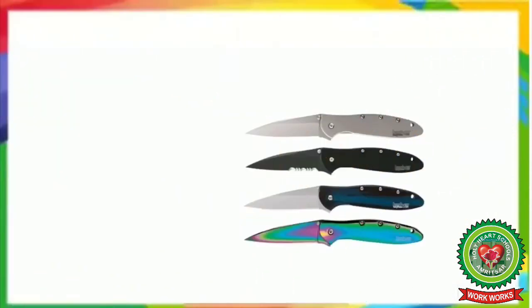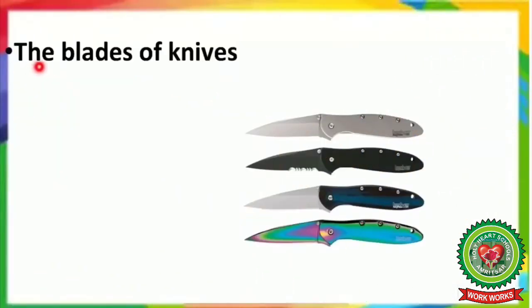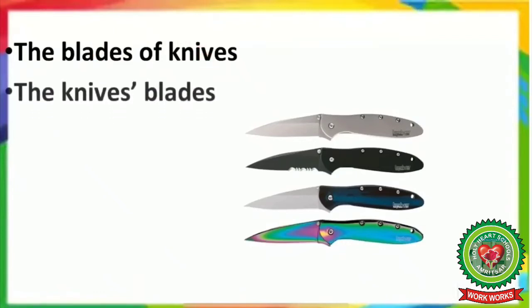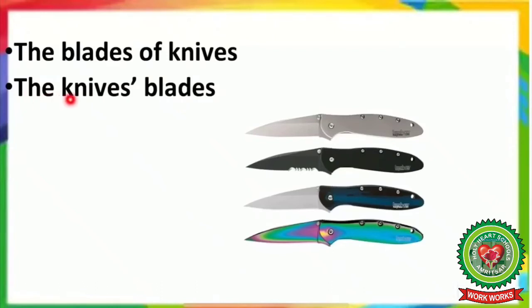Now look at one more example: the blades of knives. Here students, we are talking about blades. Blades show possession towards knives. So it can be written in this way: the knives' blades. Students, knives is already plural, that's why we have added only an apostrophe sign with knives.